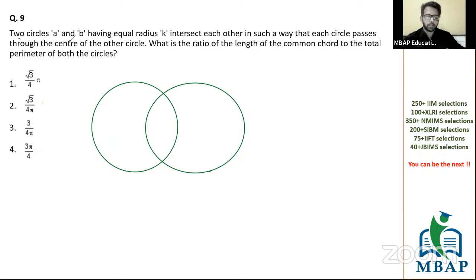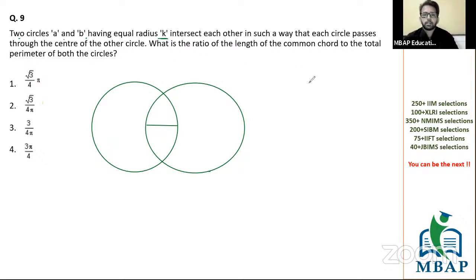It says two circles A and B have equal radius of K, intersect each other. Okay. So they are saying, let's say this is the center and this is the center. And you can just visualize that these are the centers of the given two circles. Okay, they intersect just at the center. What is the ratio of the common chord to the total perimeter of the circle?